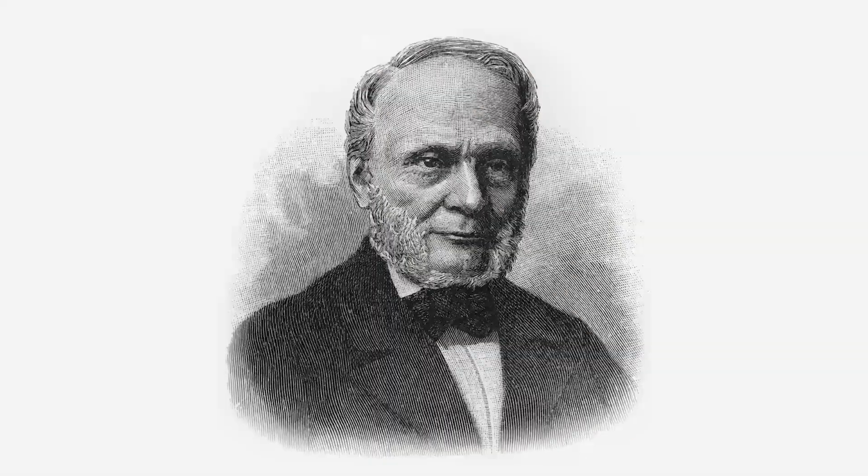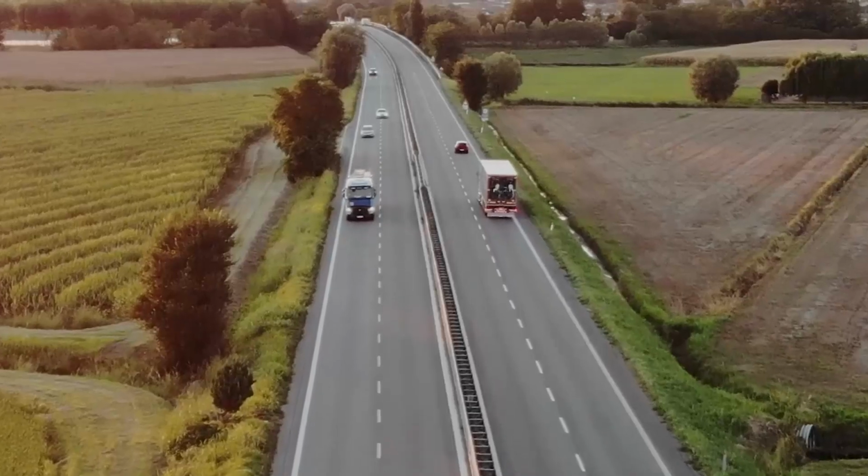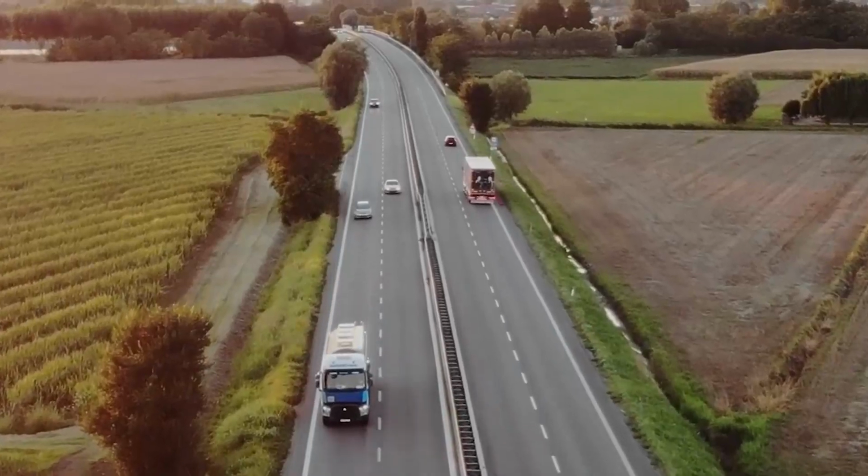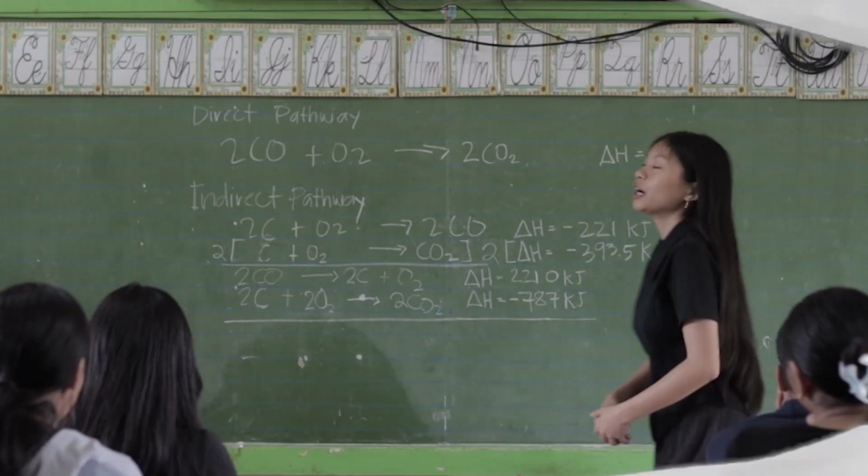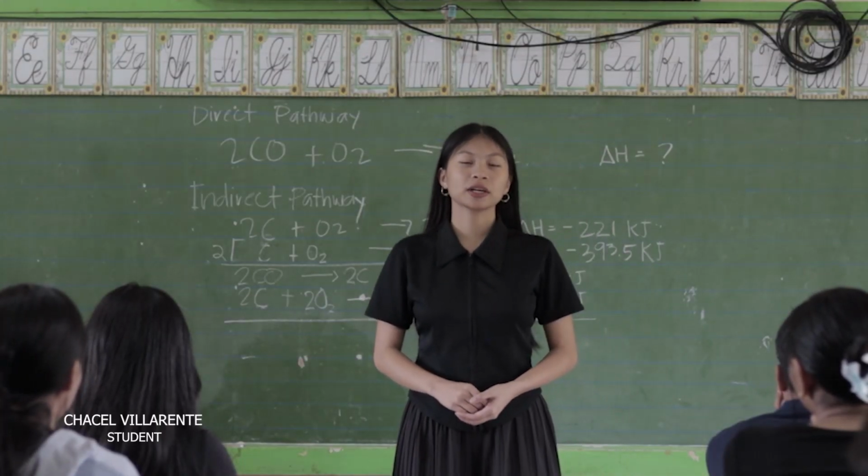Hess's law, named after the Swiss chemist Germain Hess, is a principle in thermodynamics that states the total enthalpy change of a reaction is the same, regardless of the pathway taken. Think of it like a road trip. Whether you take the highway or the bumpy road, you end up at the same destination, having traveled the same total distance. Similarly, with Hess's law, the total energy change from start to finish remains constant, even if the reaction follows different routes. So for today, we're going to tackle what Hess's law is.